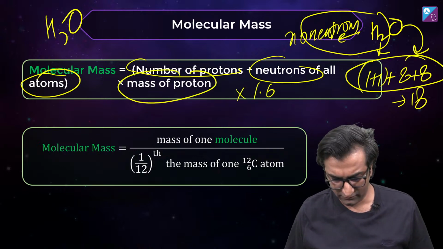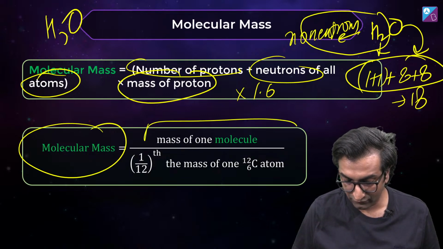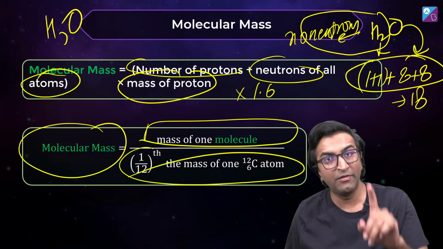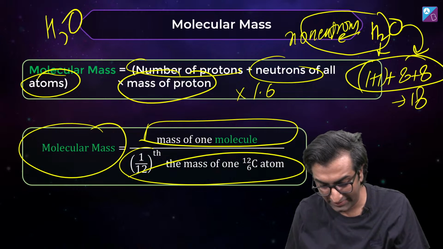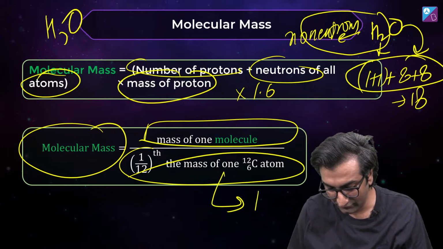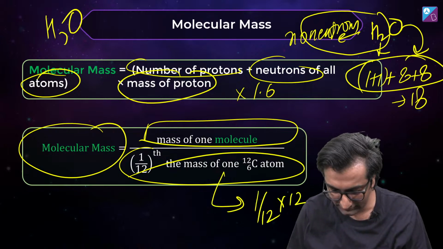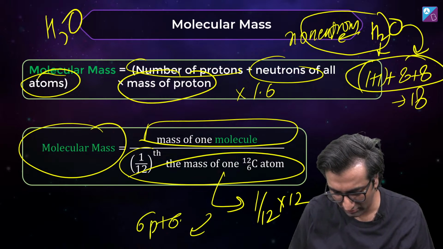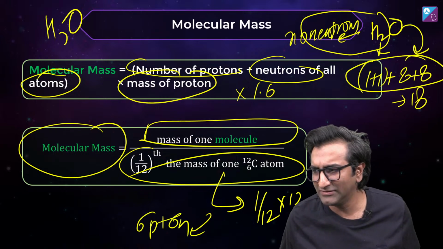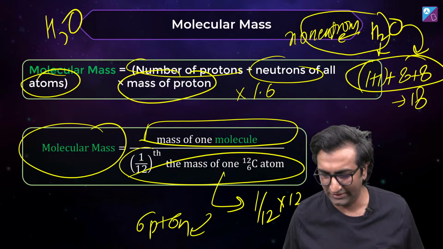so क्या हुआ mass of, and relatively you can say mass of one molecule divided by 1/12 the mass, so denominator same है, numerator changing, denominator same. Why? Because what is this? This is 1/12 into 12, because this is again 6 proton plus 6 neutron. Like भाई क्या कर रहे हो, ये तो obvious चीज है, why are you doing this? Just definitions you're getting through them.